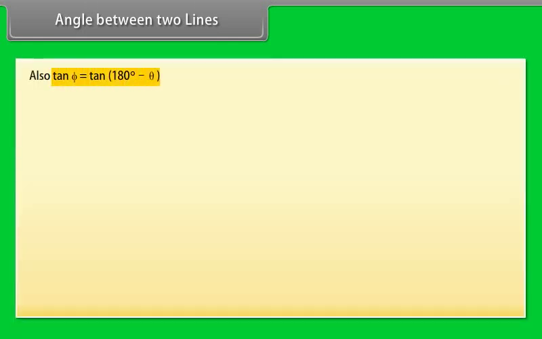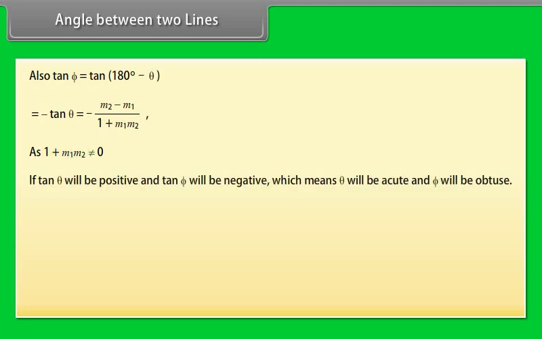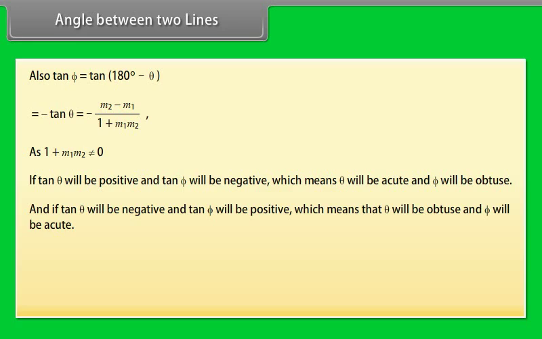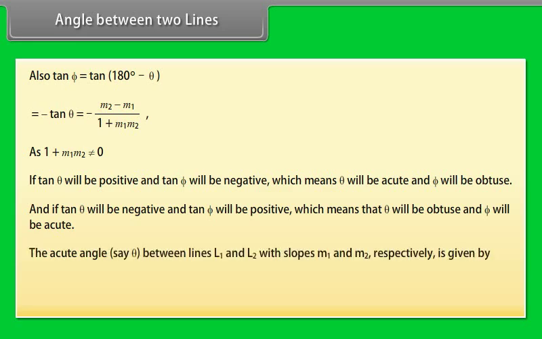Also, tan phi = tan(180 degrees - theta) = -tan theta = -(m2 - m1)/(1 + m1 m2), as 1 + m1 m2 is not equal to 0. If tan theta is positive and tan phi is negative, then theta will be acute and phi will be obtuse. And if tan theta is negative and tan phi is positive, then theta will be obtuse and phi will be acute. The acute angle, say theta, between lines L1 and L2 with slopes m1 and m2 respectively is given by tan theta = |(m2 - m1)/(1 + m1 m2)|, as 1 + m1 m2 is not equal to 0.